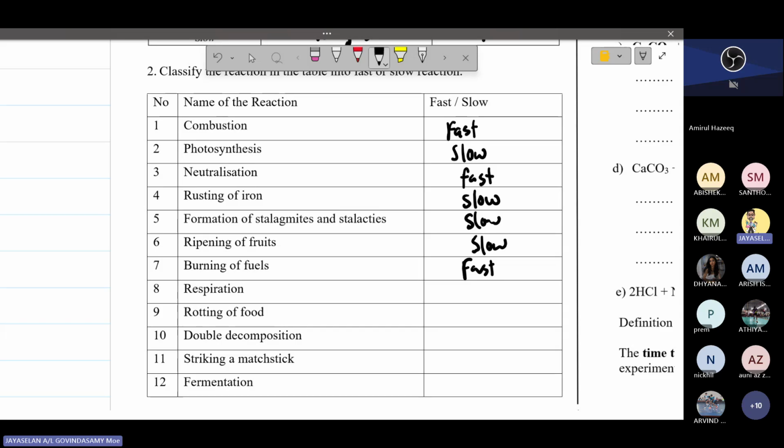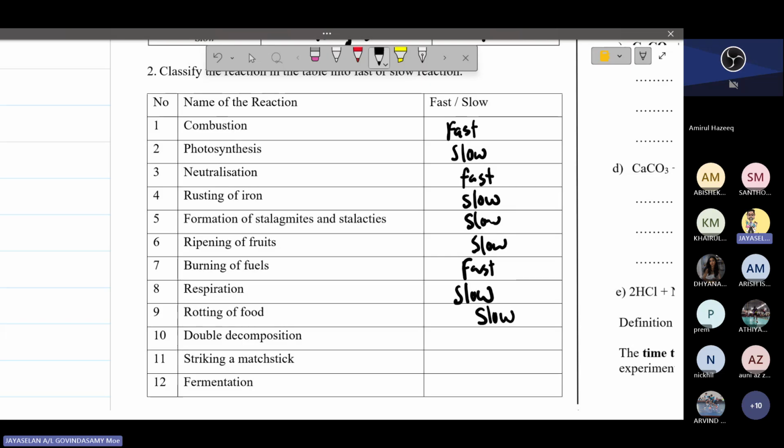For respiration and fermentation, all slow. Respiration means cellular respiration, not just taking gas into your body. Oxygen and glucose will burn and produce 38 ATP. The 38 ATP from glucose will give you the energy, right? So it should be slow. Okay, rotting of food, this is slow.